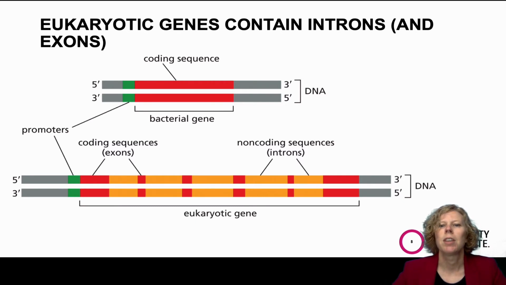While bacterial genes are a continuous stretch of sequences encoding the amino acid sequence of a protein, the protein coding sequences of most eukaryotic genes, or exons, are interrupted by non-coding sequences, introns. The promoter sequences are indicated in green. Exon skipping, in which alternative exons are included or excluded in the mature mRNA, which is also called alternative splicing, creates different protein products from a single gene.